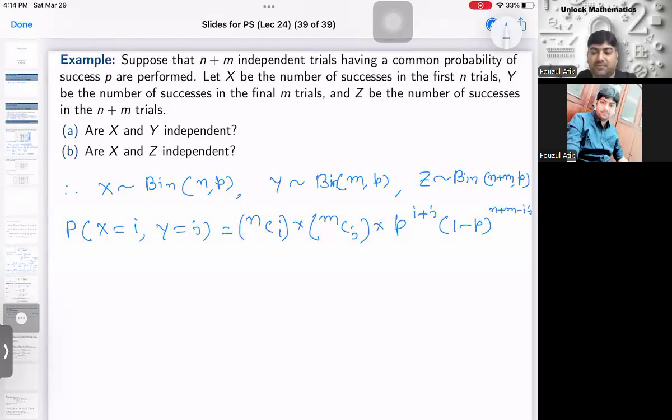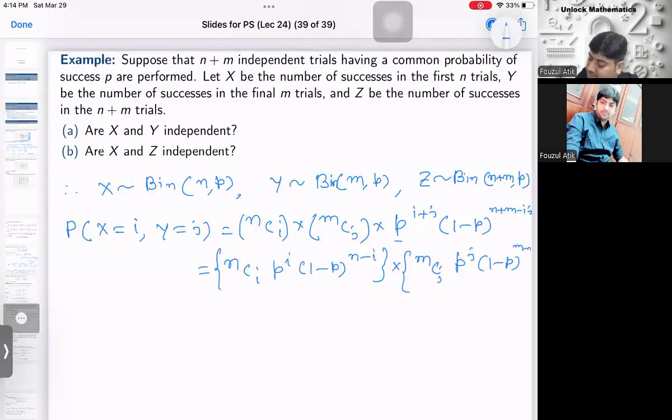So you have written this one. Now can I not write this as nCi into p to the power i into 1 minus p whole to the power n minus i, and this part, mCj, p to the power j into 1 minus p whole to the power m minus j? I can write this. But what is this? Is it not the probability mass function of X equal to i? So this is actually P(X equal to i) into P(Y equal to j).